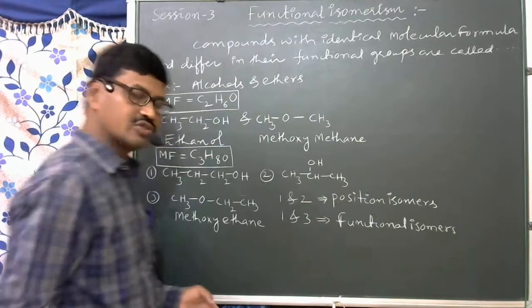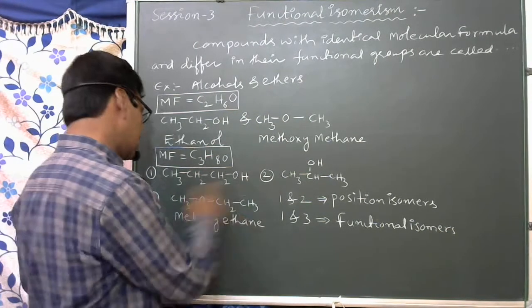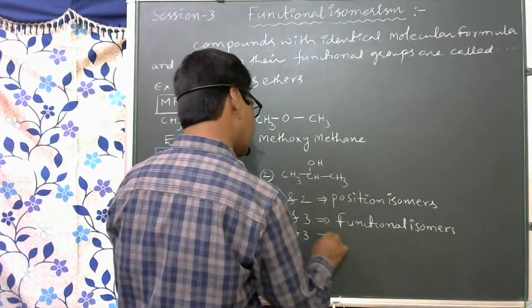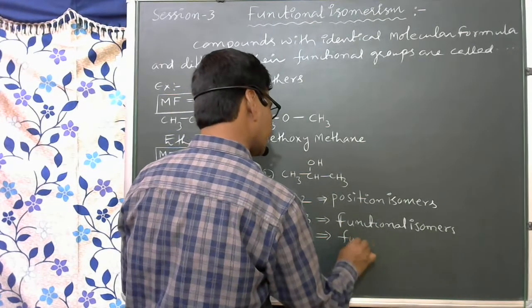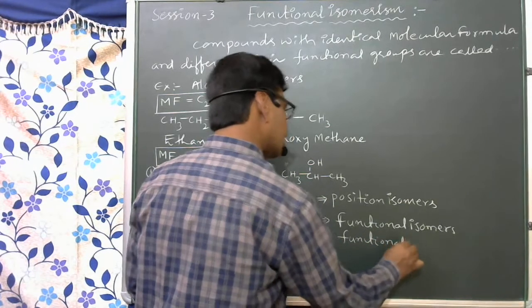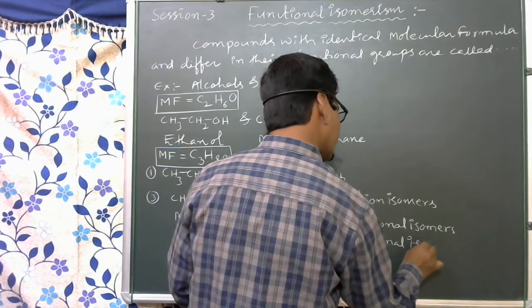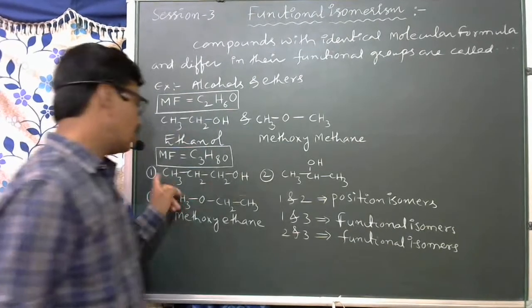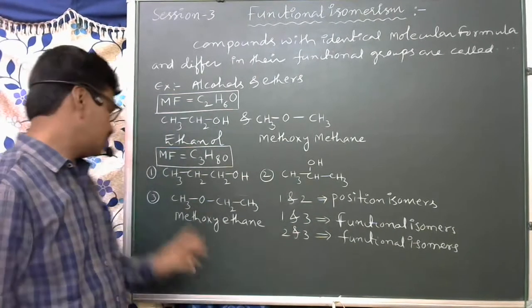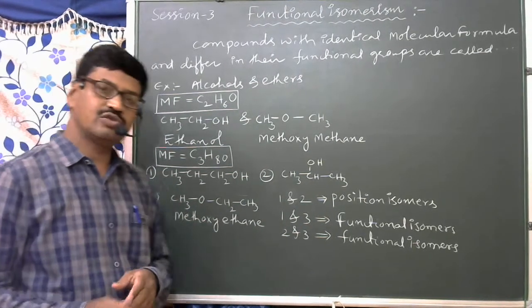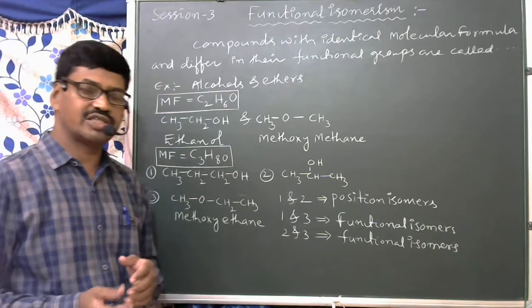These two are functional isomers. Then 2 and 3, 2 and 3 also functional isomers. 1 and 2 is position isomerism. 1 and 3 functional isomers. 2 and 3 also functional isomers. Like these questions they may ask.